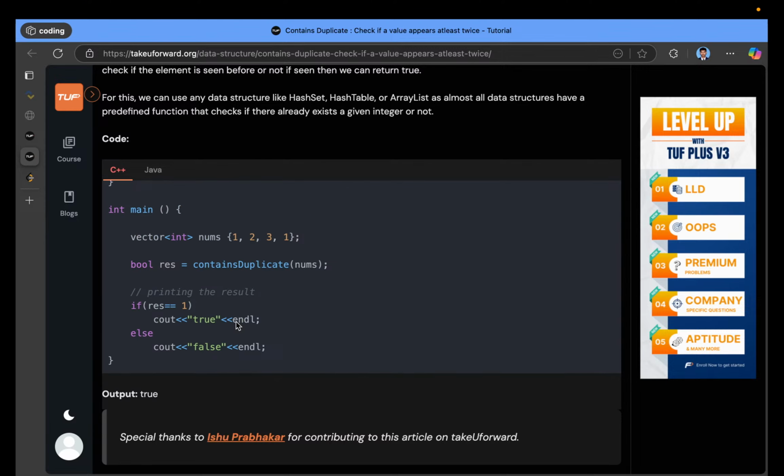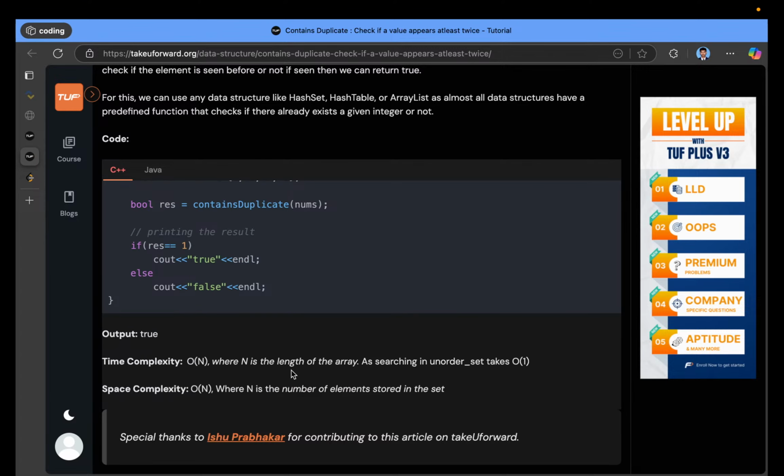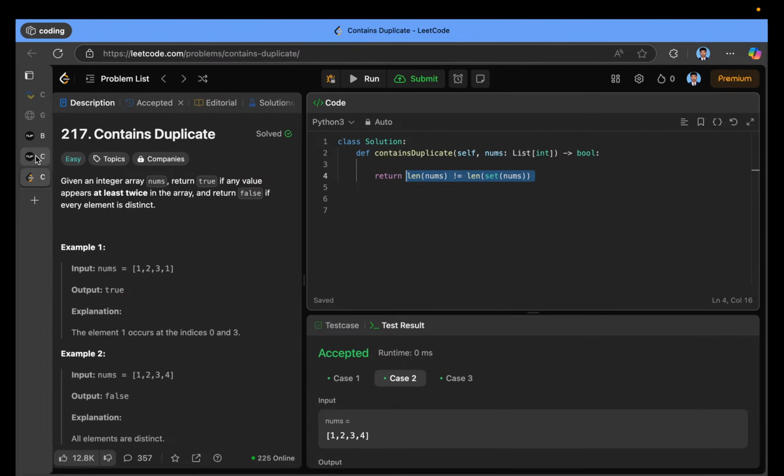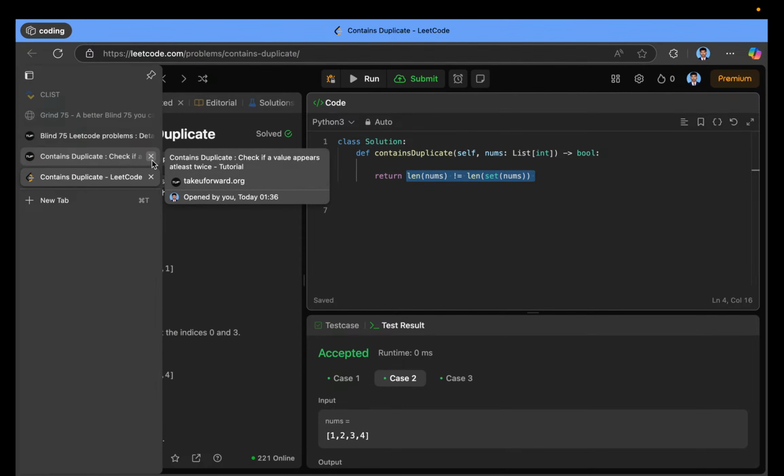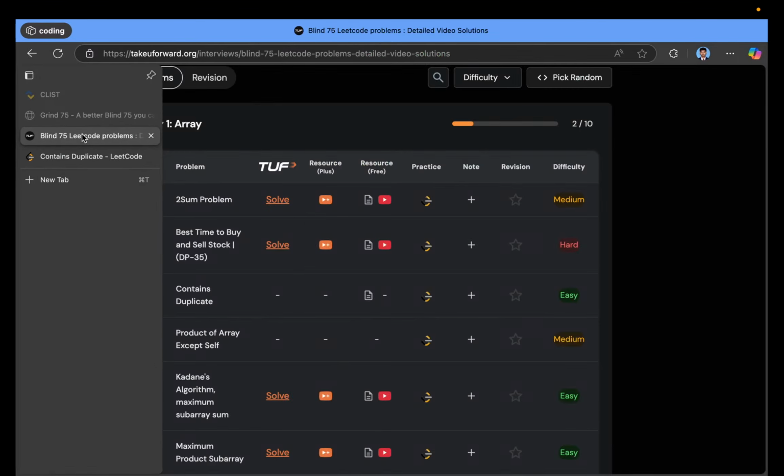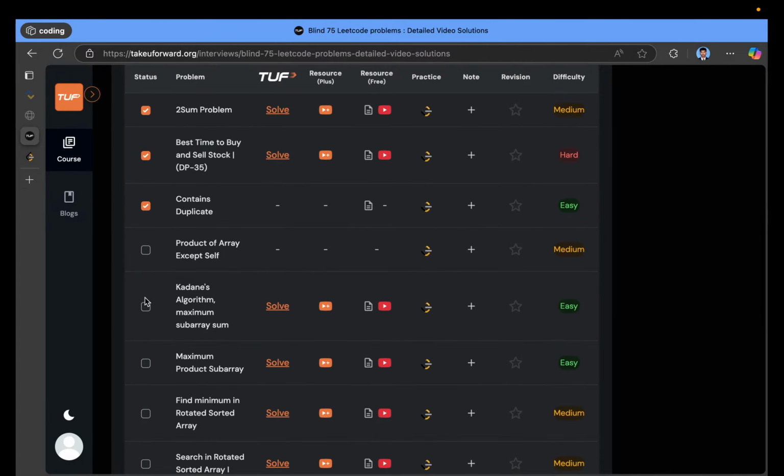Okay, I think this is the solution. Yeah, I have done this. It means no better solution is there. Will I do those questions? Nah, let's go again. I have done the third one. Product of array except self.